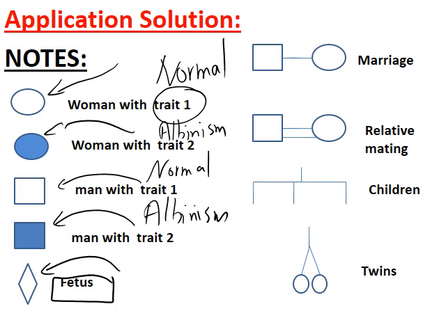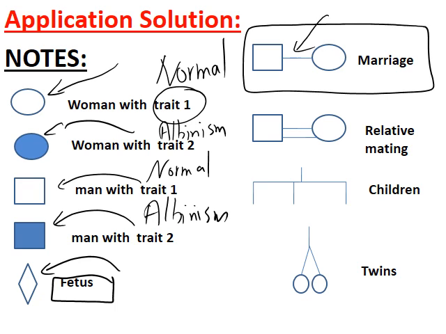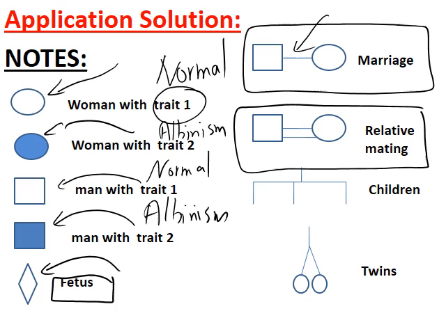Whenever we have a box (male) with a circle (female) attached together with this line, this means that this is a marriage. Whenever we have two lines, it means relative mating, meaning the two parents are relatives of each other, for example cousins. Plus, we have children, where we have the origin and they descend from the origin. This is called the children. And whenever we have this shape, this means we have twins.